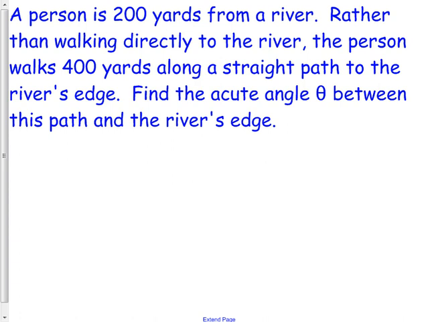That's the problem. Okay, so you're drawing a little picture. You got a river. Hopefully you've drawn a river. Make it a squiggly line or something. And then you have you.